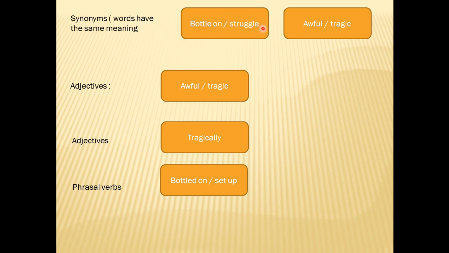Here we have battle on and struggle. Those two words have the same meaning. And also we have awful and tragic. Both words have the same meaning. Sorry, here this is not an adjective. This must be an adverb, so please correct it. Tragically is an adverb. The adverb is adjective plus ly. Phrasal verb, as we said before, is a verb plus a preposition, like battled on, and here we have set up.